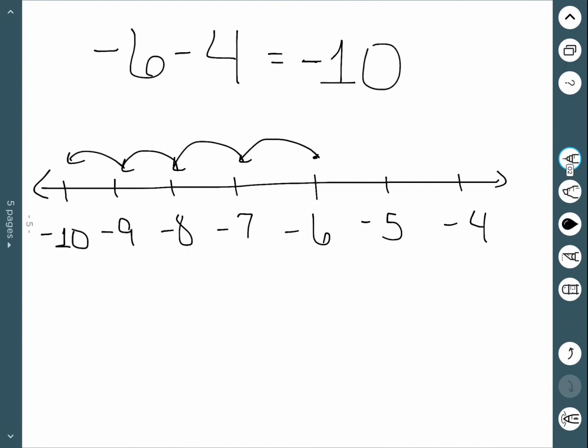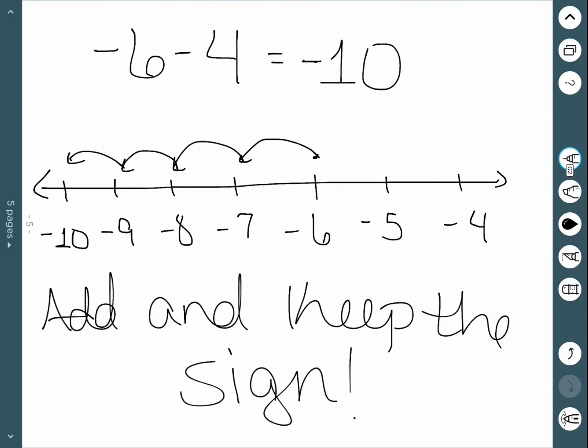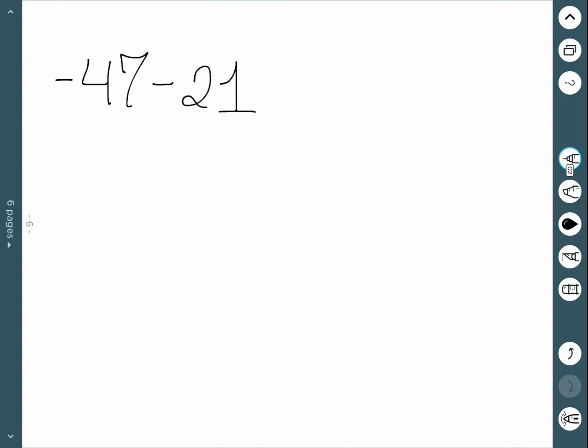So is there a shortcut that we can use whenever we have two of the same sign? And there is. If two things are the same sign, then we just add the numbers and keep the sign that was in the original problem. 6 plus 4 is 10, and since they're both negative here, we have negative 10. So if we have two of the same sign, just add and then use the sign that you had originally.